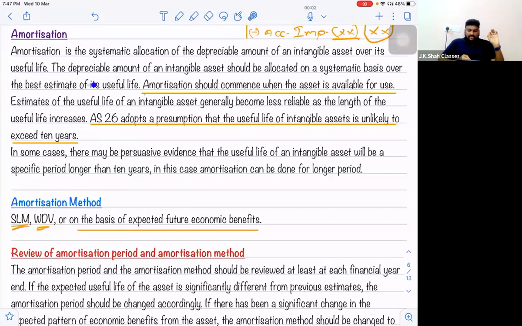The depreciable amount of an intangible asset should be allocated on a systematic basis over the best estimate of its useful life. So useful life is always estimated. But sir, there are some intangible assets which get a fixed life. For example, when you go for a patent, the government can give you a patent for 5 years. So after 5 years, you have to renew your patent. And sir, generally when there is a patent with respect to some technology, anyhow in the 5 years time period, it is going to be outdated because some new technology will come in.